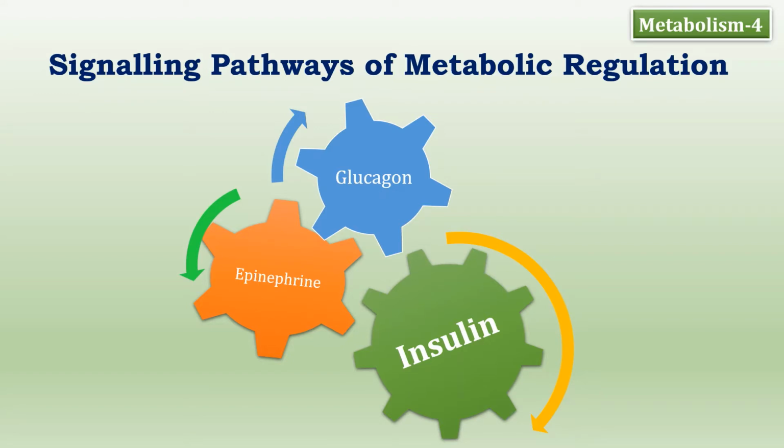Hello everyone. In the previous 3 videos on biochemistry of metabolism, we have studied basic overview of metabolism, integration of metabolism at cellular and organ level, and properties of metabolic pathways. We all know that our body is like a community of interacting tissues and cells. Individual cells do not work in isolation. So how do these cells communicate with each other? So let's find out the answer in this video on signaling pathways of metabolic regulation.